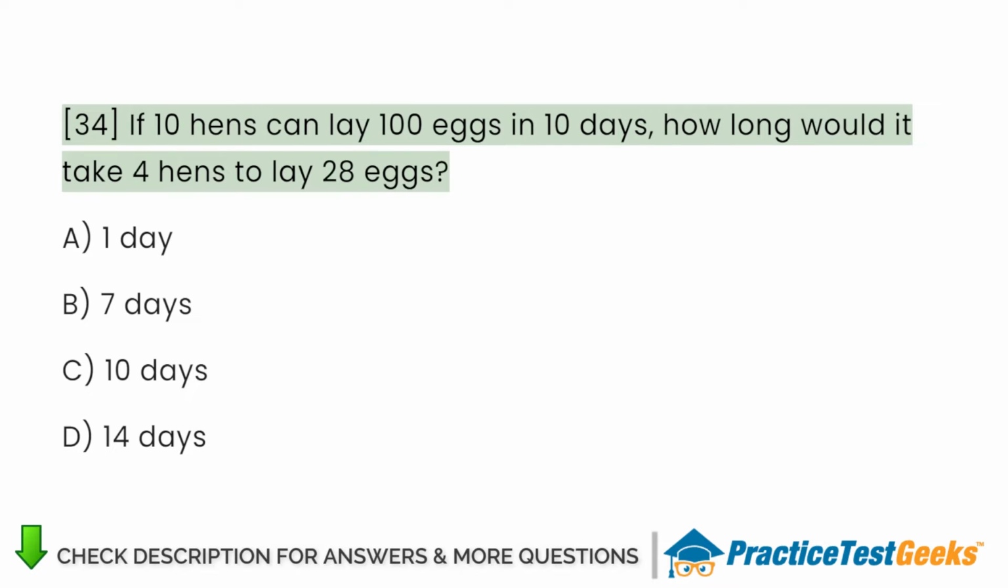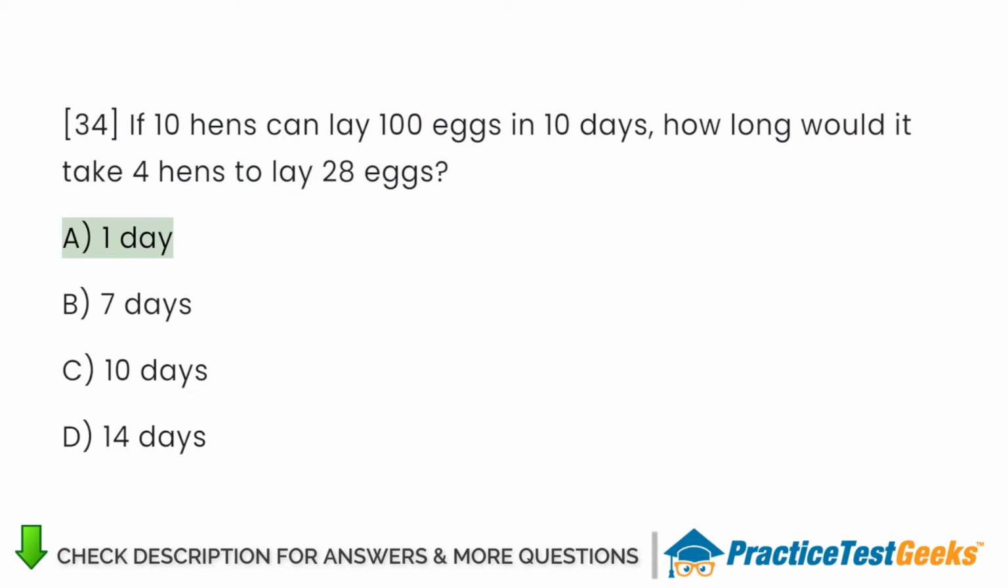If 10 hens can lay 100 eggs in 10 days, how long would it take 4 hens to lay 28 eggs? A. 1 day. B. 7 days. C. 10 days. D. 14 days.